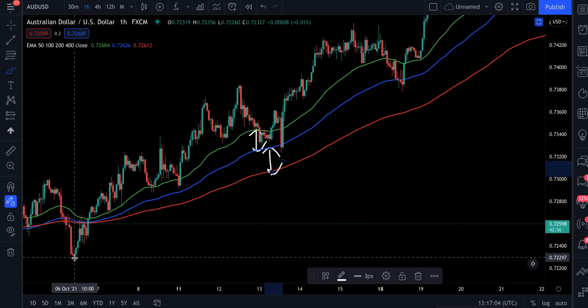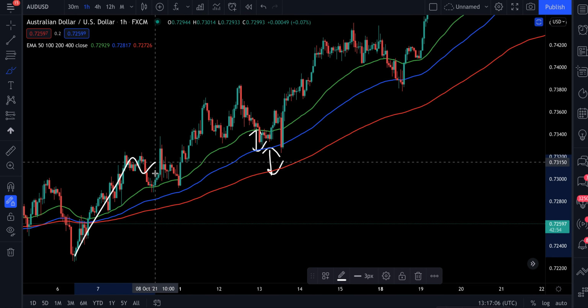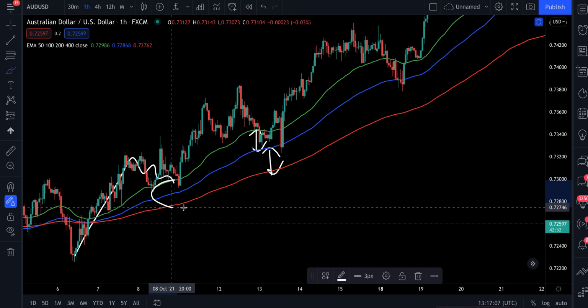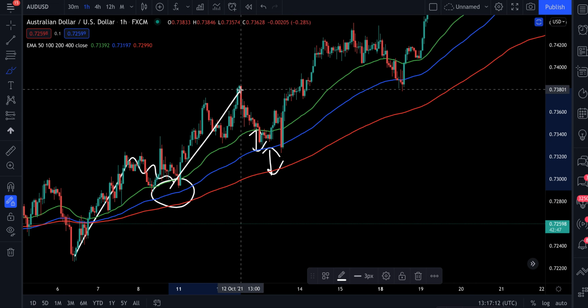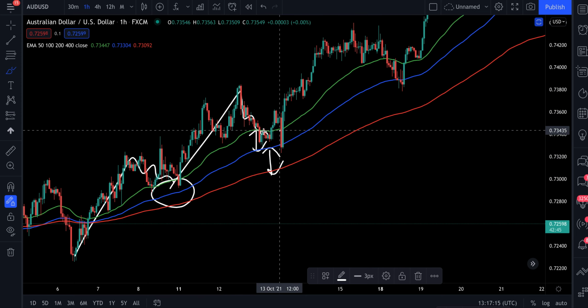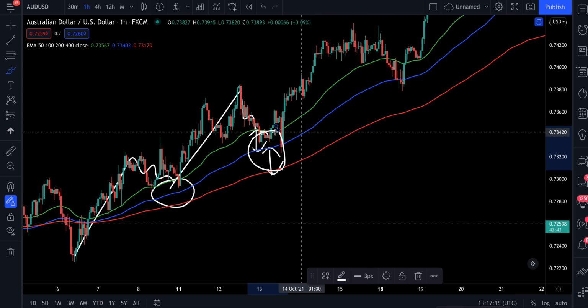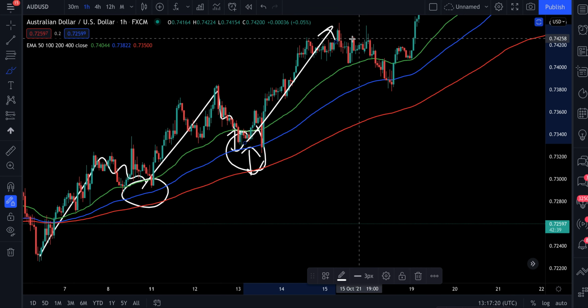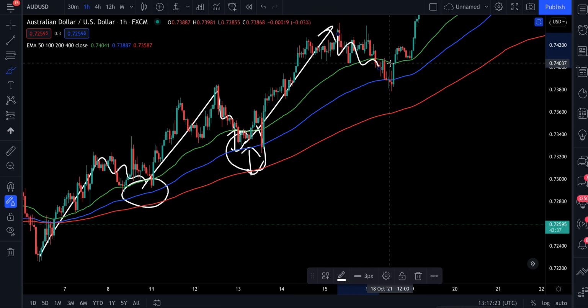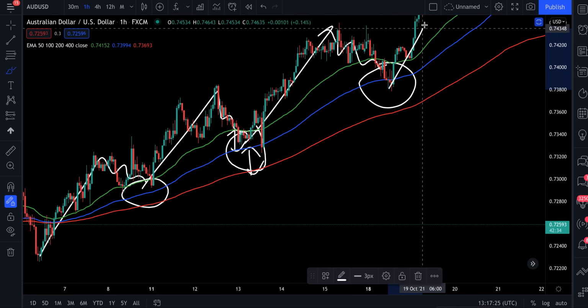And therefore, once we see an impulsive move, any correction into our area of value, we can look to take a long trade. We have an impulse, we have a correction into our area of value. So in and around here, we can look to take a long trade. So we see another impulse here, and then we see another correction into our area of value, and then we can look for a long trade, okay?